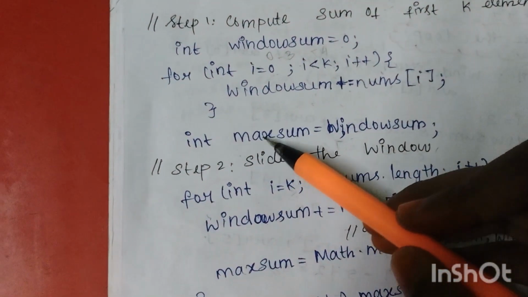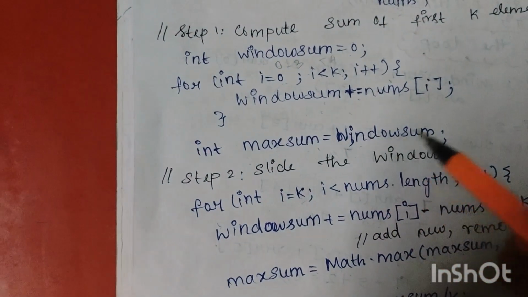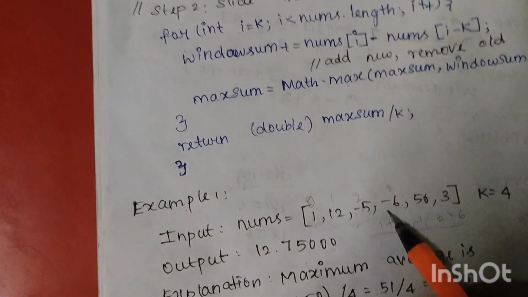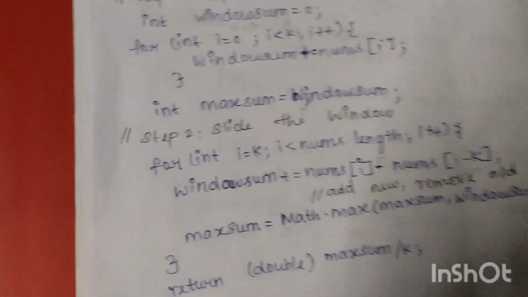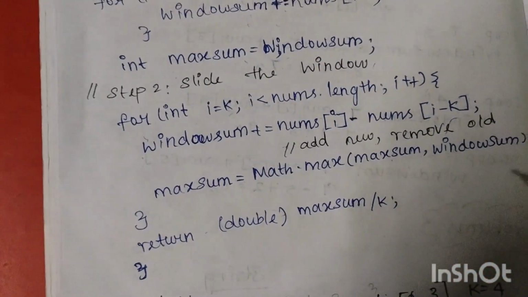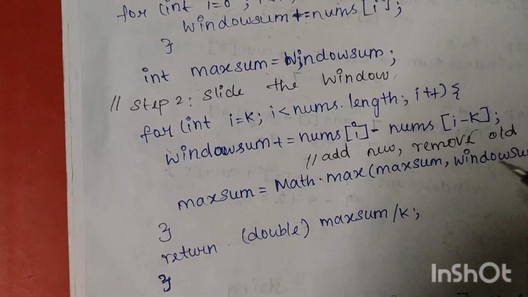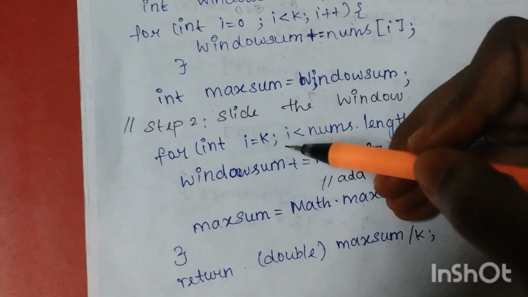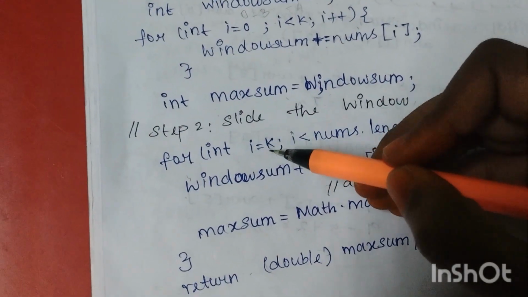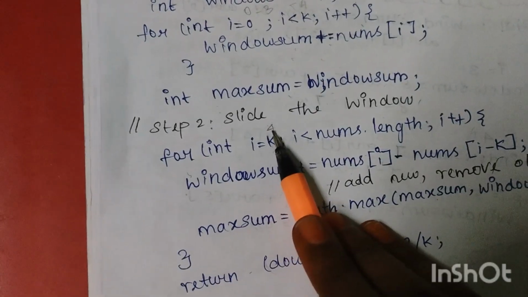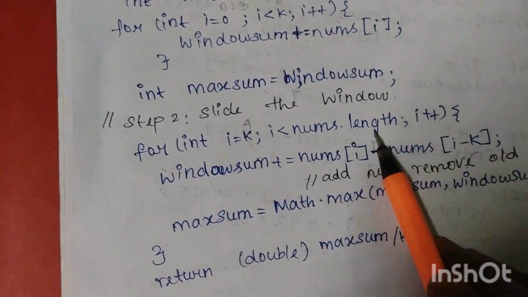And we set maximum sum equal to window sum. First we set maximum sum equal to the sum of these window elements. Then we slide the window. If you have any doubt in the sliding window, do check out my previous video. For that I started the iteration at k. K is what? 4. From k, 4, to the end of the array.